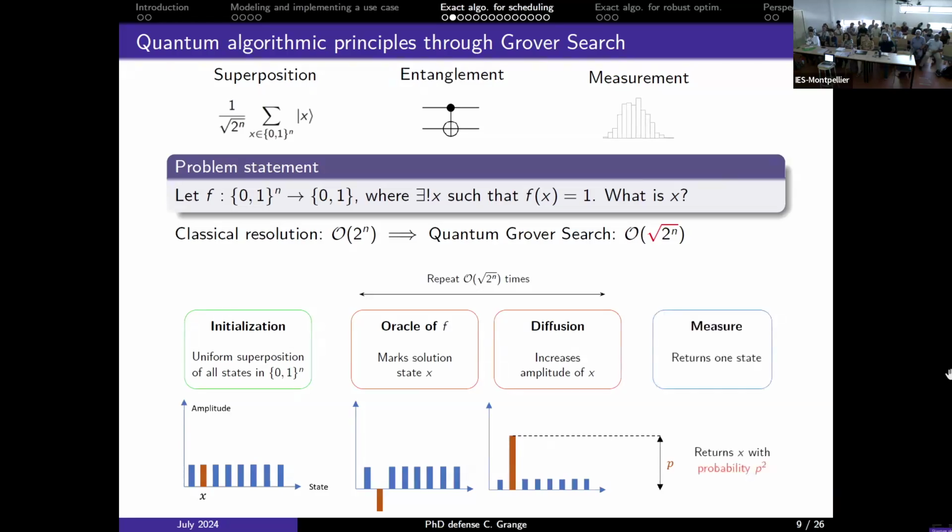After a certain number of times, which is equal to square root of 2 to the n, I measure the superposed state and return the state x that I'm looking for with a high probability, if I repeat it the correct number of times. So here we can see the three principles: superposition, entanglement, which is not stated here but appears in the oracle, and measurement. Okay, so it's just to show you a little bit how quantum algorithms work.